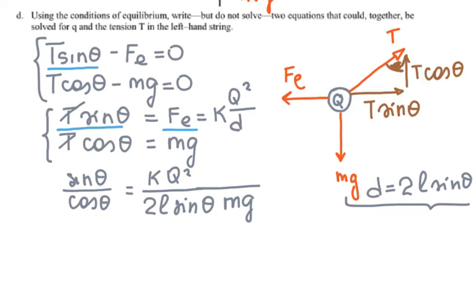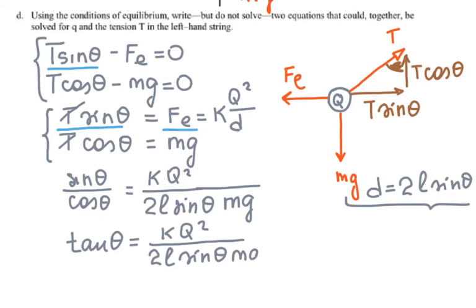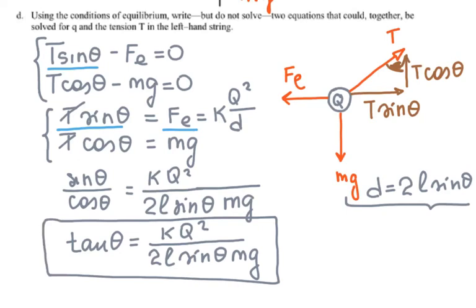So my final equation, I have to solve for Q. Well, they ask you not to solve for Q. So you could write tangent theta is equal to kQ squared over 2L sine theta mg. Because they didn't ask you to solve the equation, you can leave the equation as it is. And in this equation, k is a constant, L is given, theta is given, mg is given. So you could solve for your charge. And k is Coulomb's constant, 9 times 10 to the 9.